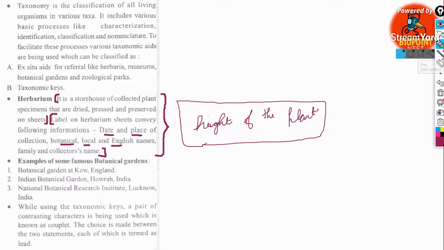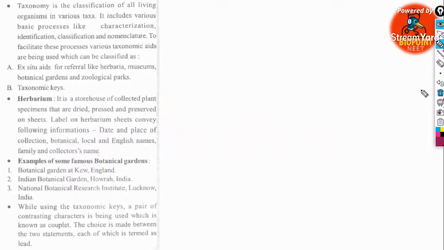What are these botanical gardens? They have a collection of living plants for future reference. So the plant species in these gardens are grown for identification purposes, and each plant is labeled indicating its botanical or scientific name along with its family. The famous botanical gardens are the botanical garden at Kew in England, the Indian Botanical Garden at Howrah in India, and the National Botanical Research Institute at Lucknow in India.